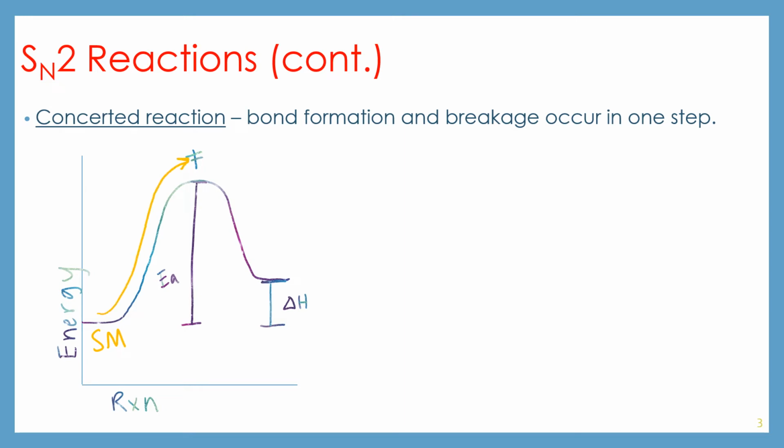This is after the nucleophile has attacked, and neither bond to the nucleophile has been fully formed, nor the bond to the leaving group fully broken. And then coming back down is when the leaving group is leaving. The difference in energy between the starting material and the transition state is the activation energy, and this is the energy that has to be overcome in order for a reaction to occur.